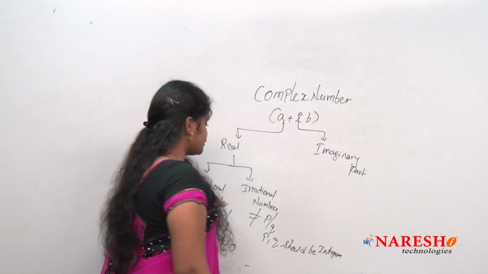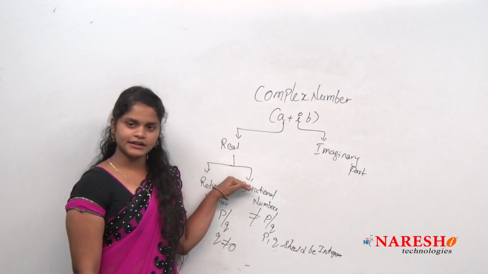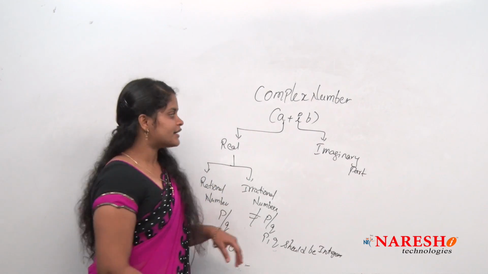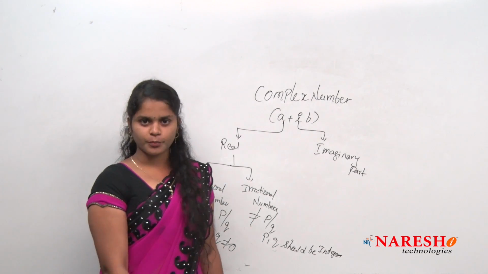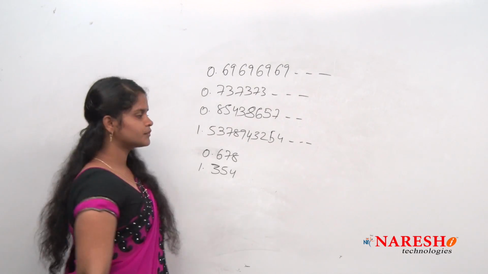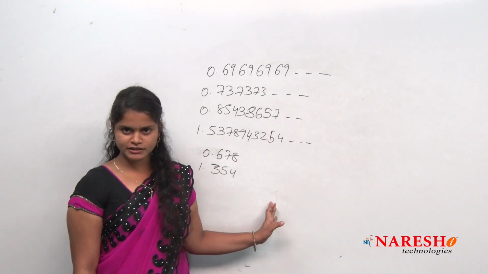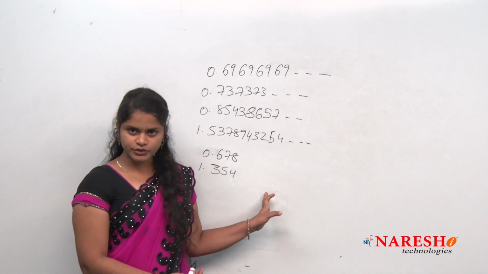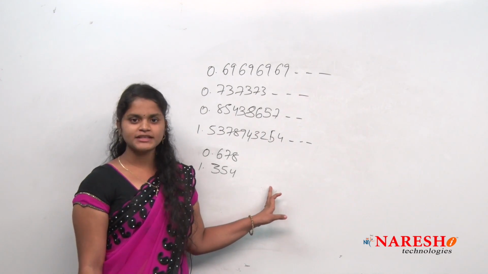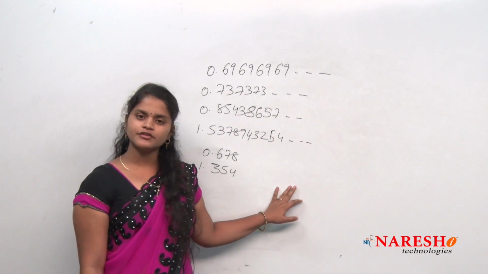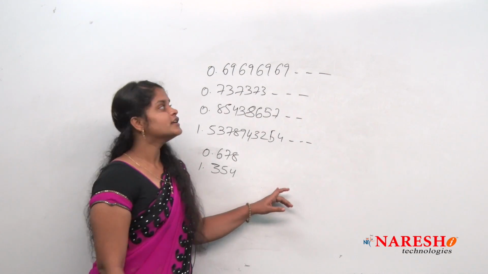Before finding what a rational number and an irrational number are, let me write some decimals and explain their properties. Here are some decimals for us. First, let me explain the properties of all these decimals, and which fall under rational and which fall under irrational. So let's start.